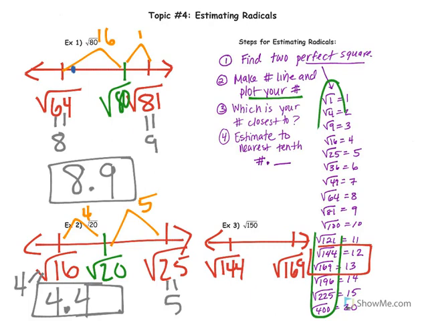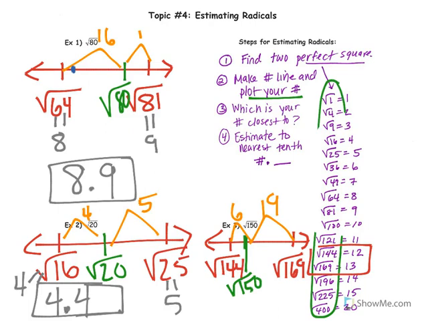So I think 150 is 6 away from 144, and then 19 away from 169. So I think this one is way closer to 144. I think this one's going to be about right here. Okay? And let's write down how close they are. So between 144 and 150, that was 6 units away. And between 169 and 150, that was 19 units away.